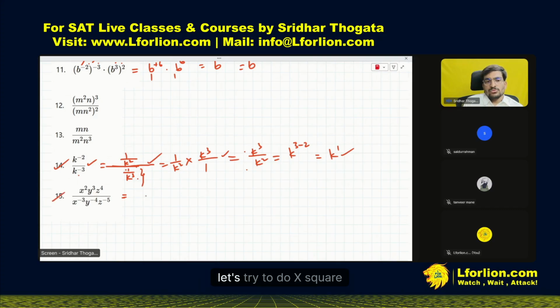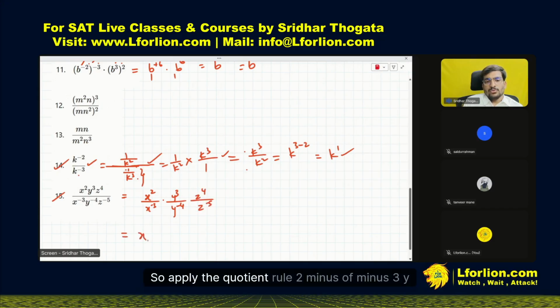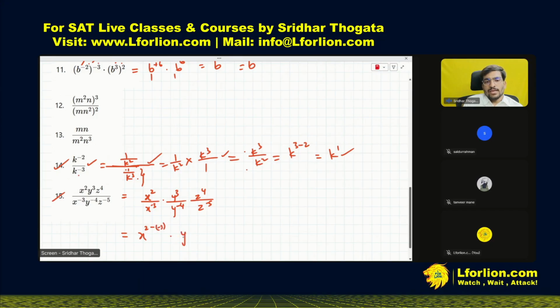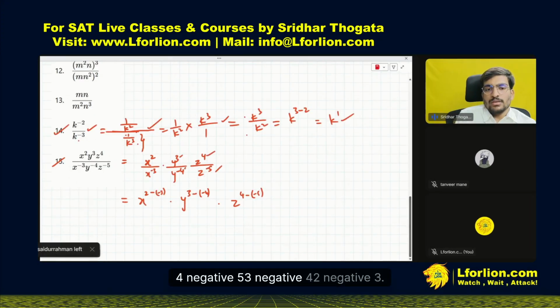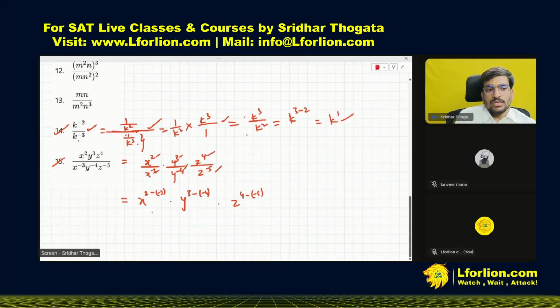So let's try x power minus 3, y power negative 4, z power negative 5. So apply the quotient rule: 2 minus of minus 3, y power 3 minus of minus 4, z power 4 minus of minus 5. I just applied the quotient rule, nothing else.